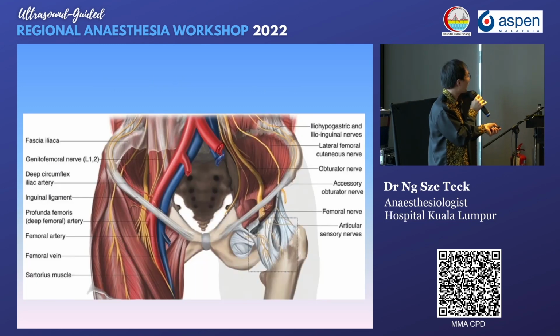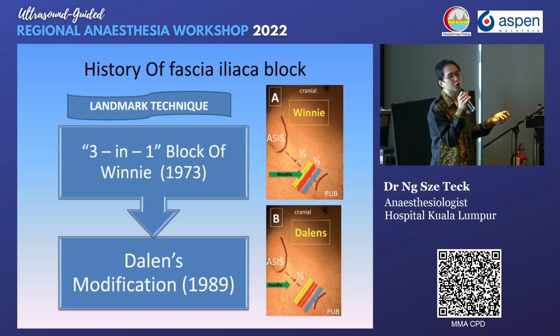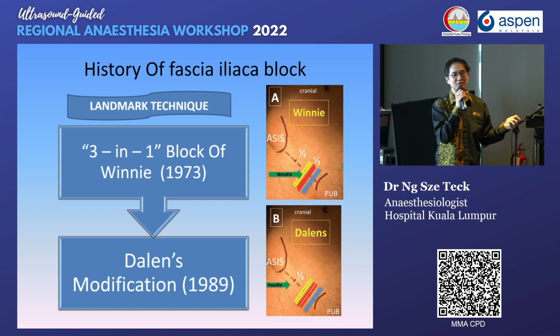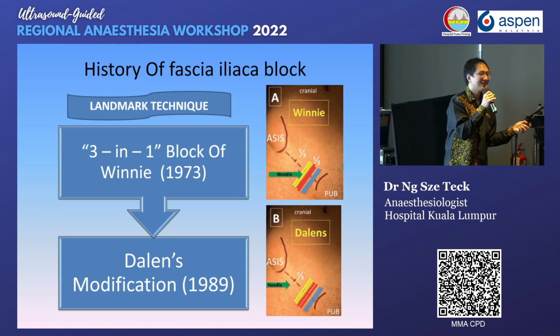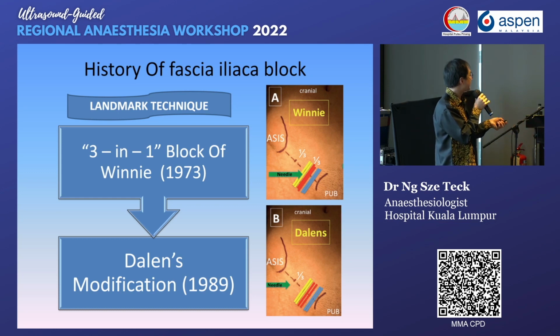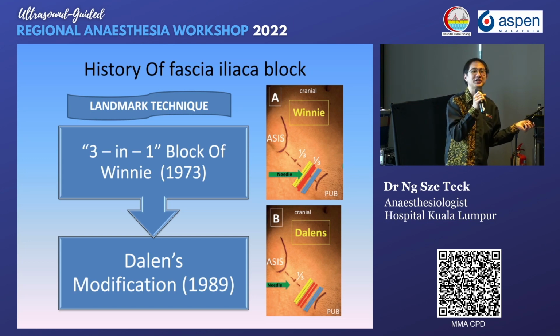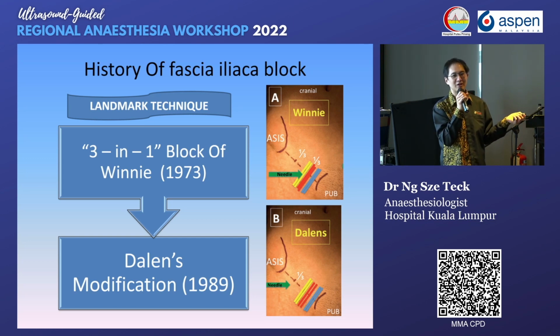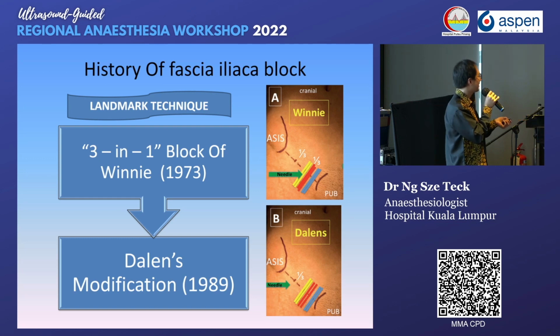This is a picture to show the anatomy of the fascia iliaca. Okay, so the evolution of the fascia iliaca: it is not a new block, it's nothing new. Even in 1973, people started doing it already. They coined the term 3-in-1. We want to block all three nerves, femoral, LFCN, and obturator, using one single injection.